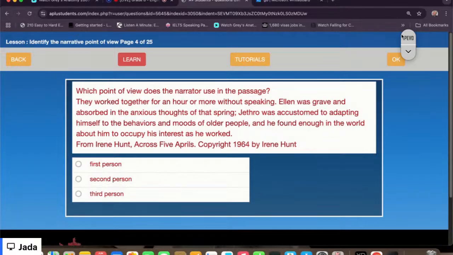They walked together for an hour or more without speaking. Ellen was grave and absorbed in the answers thought of that spring. Jethro was accustomed to adapting himself to the behaviors and mood of older people, and he found enough in the world about him to occupy his interest as he walked.